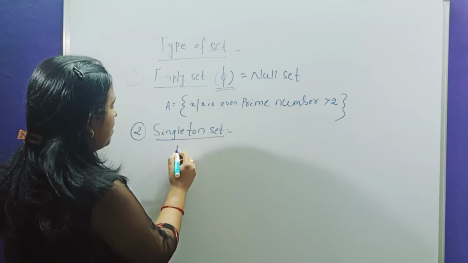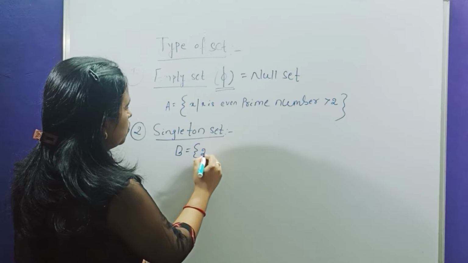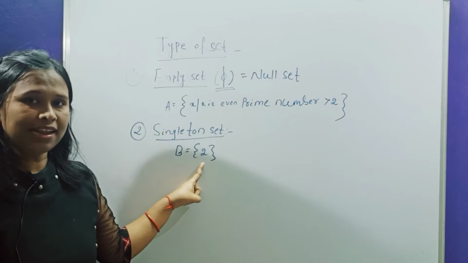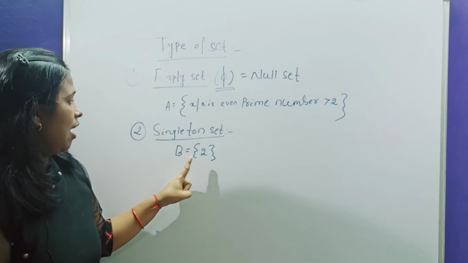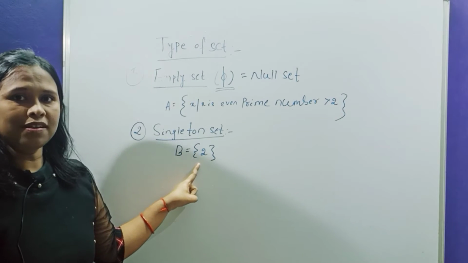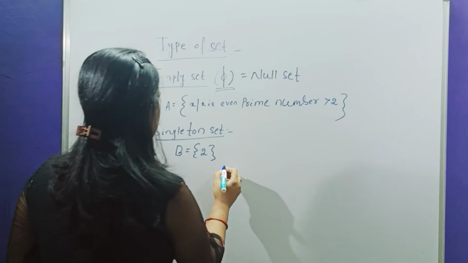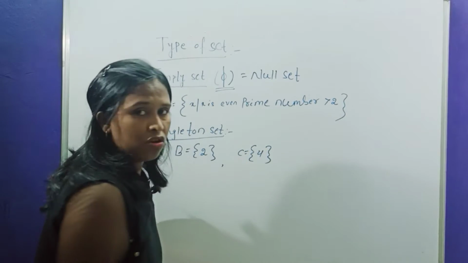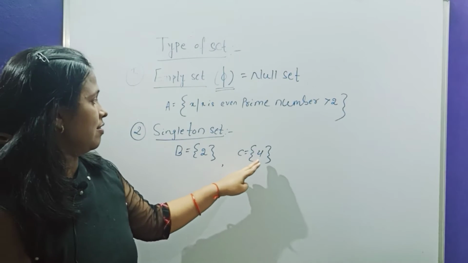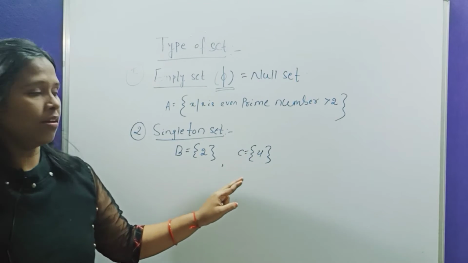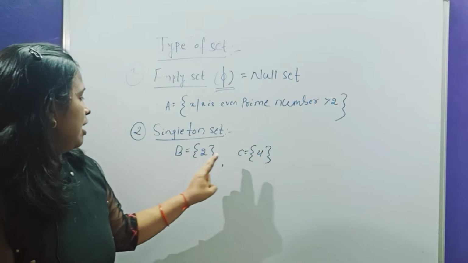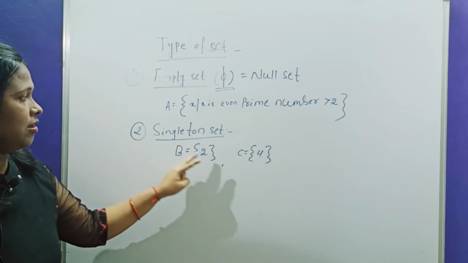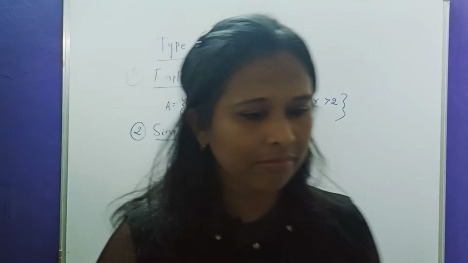Suppose I give a set B and I write 2. In this set only one element is present, that is 2. So this is one example of a singleton set. Another example: set C equals {4}. There is only one element present in the set, so these types of sets are called singleton sets.